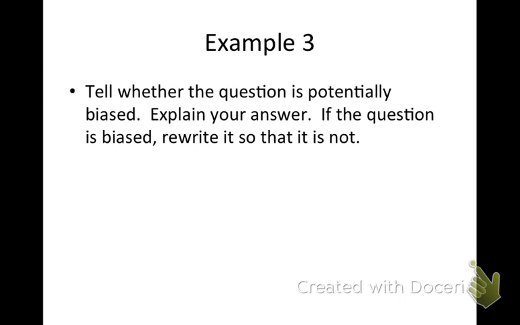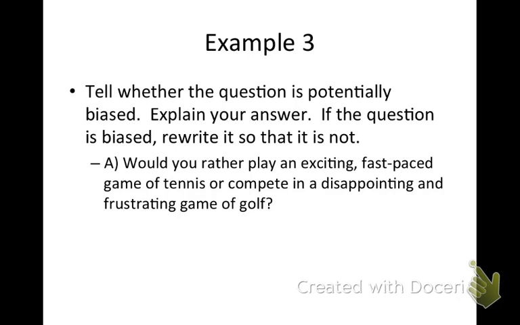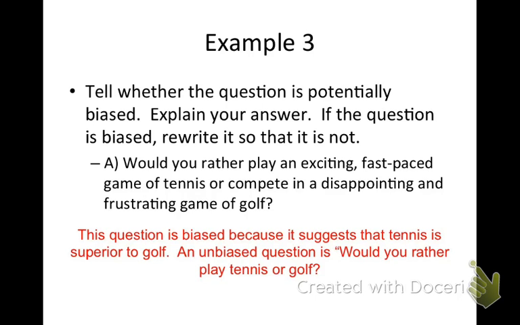In example 3, we are going to tell whether the question is potentially biased. We're going to explain our answer. If the question is biased, we want to rewrite it so that it is not. So here's the first one. Would you rather play an exciting, fast-paced game of tennis or compete in a disappointing and frustrating game of golf? Yep, you guessed it, it contains bias.